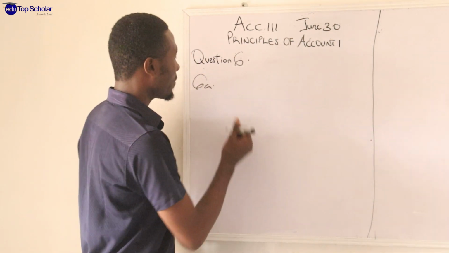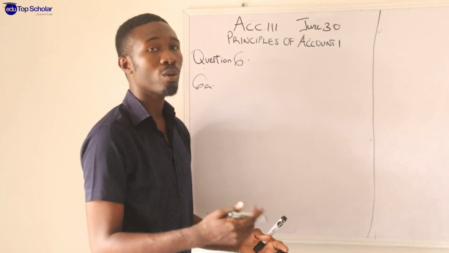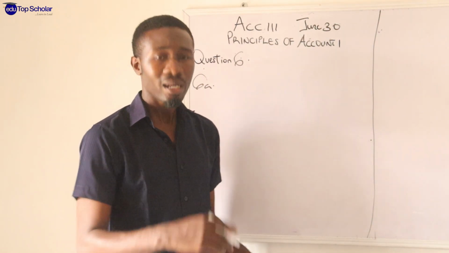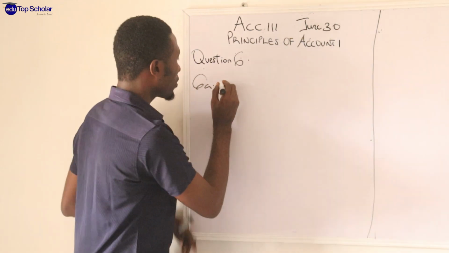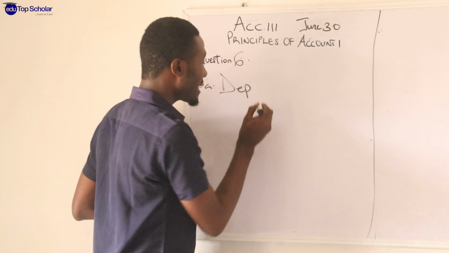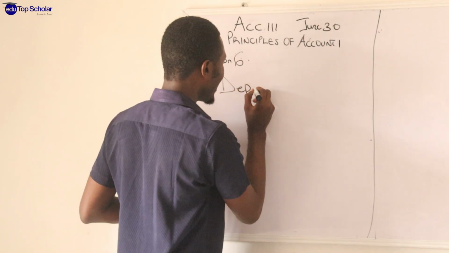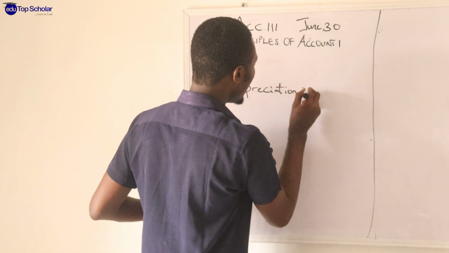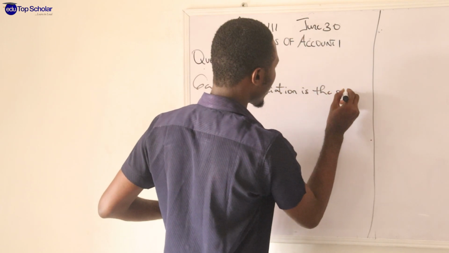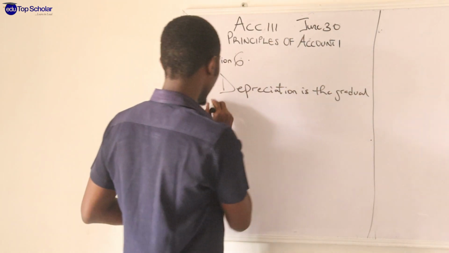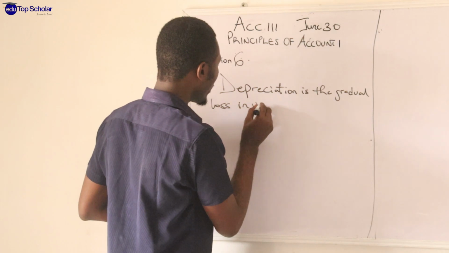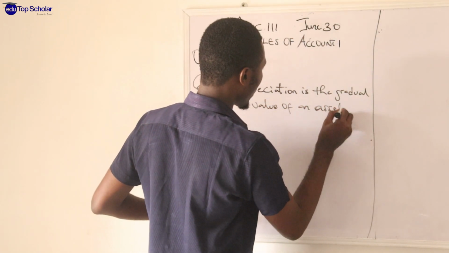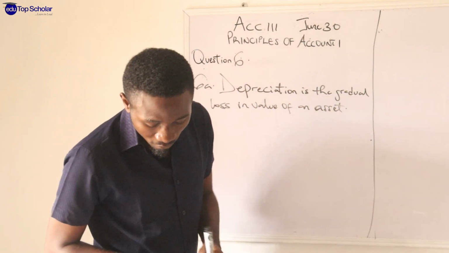So we have so many reasons for depreciation, so many causes of depreciation and types of depreciation, like wear and tear and so many others. So depreciation, like I said, you don't need long definitions, you don't need 5 lines. All you need is the keywords. Depreciation is the gradual loss in value of an asset. This is the gradual loss in value of an asset.